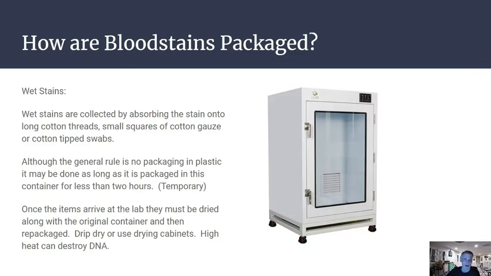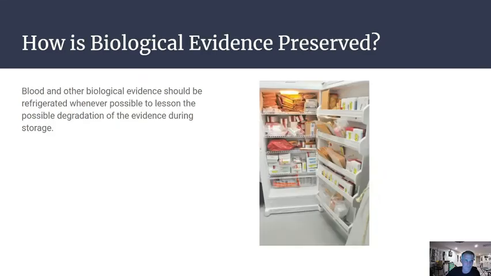Once the item arrives at the lab, you would put it into one of these large drying cabinets and dry it out. Be careful with your drying method, because heat can degrade DNA, so you wouldn't use a hair dryer or something. You have to drip dry or use these drying cabinets, and remember, high heat can destroy the DNA. Once that's done, you would repackage it along with the envelope, and then you would have to store it, right?